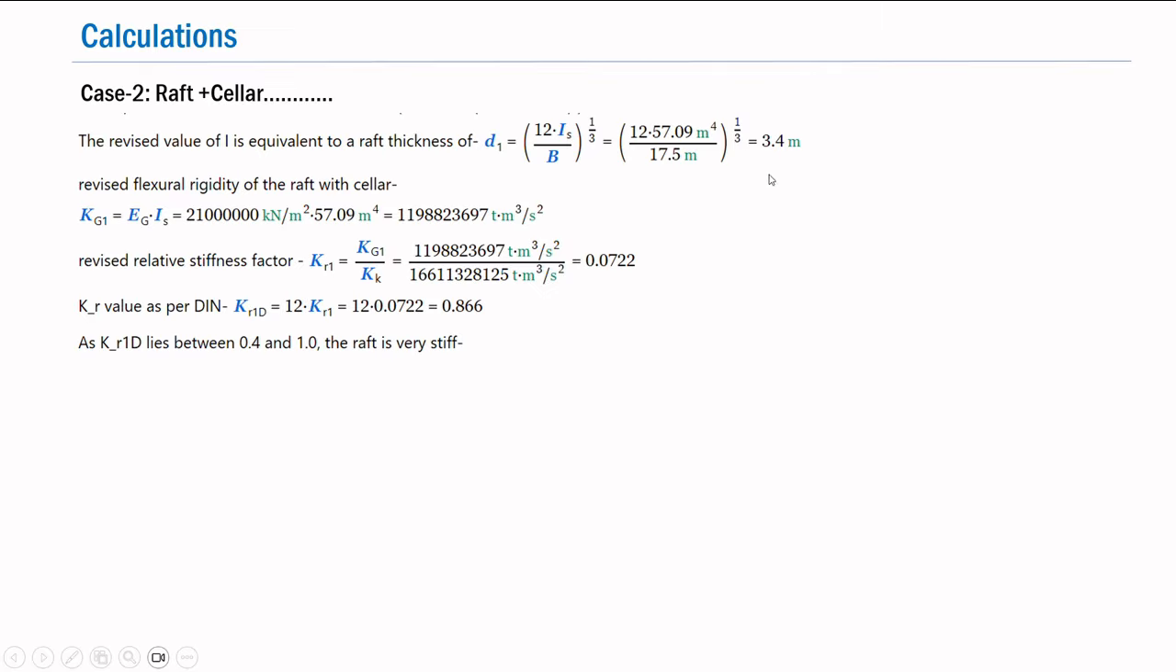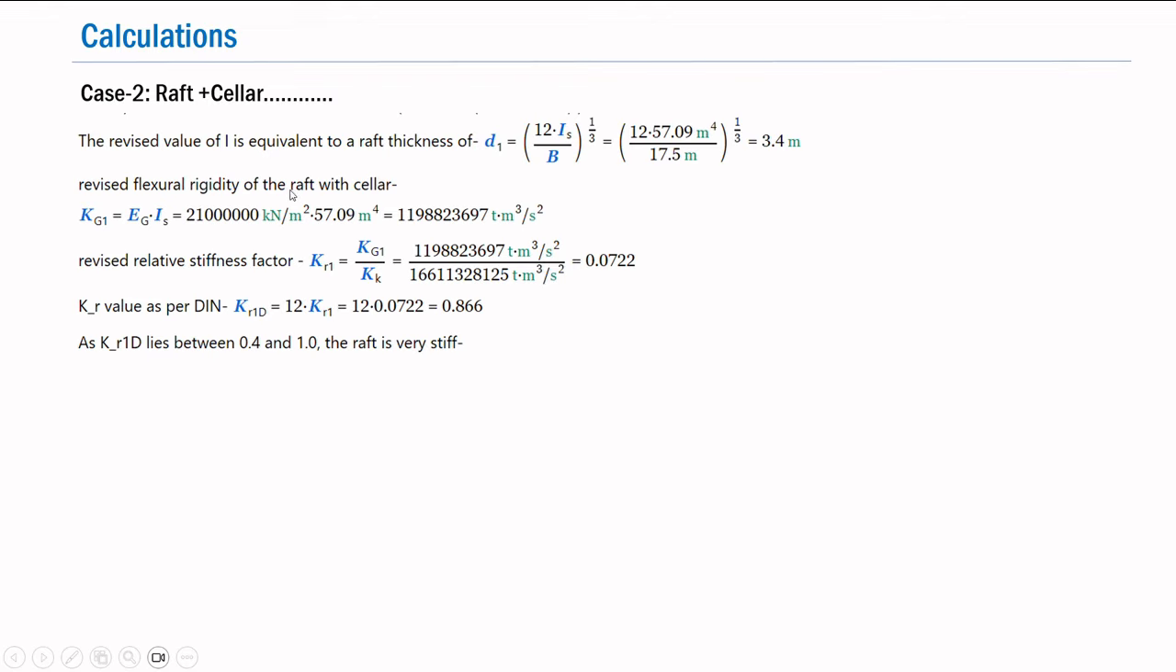What does this mean? This means that originally we know that the raft thickness was 1 meter. And now if we include the cellar slab also in the rigidity calculation, we arrive at a rigidity that is contributed by a 3.4 meter thick slab. So you just identify the difference between these calculations.